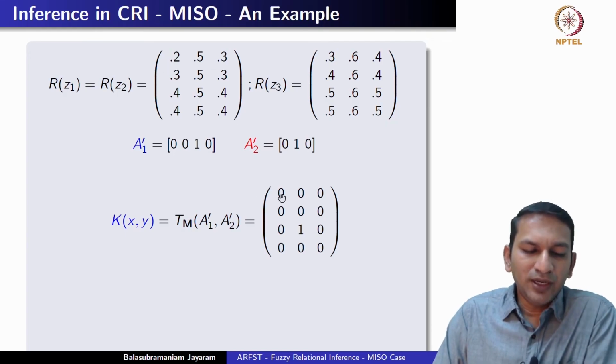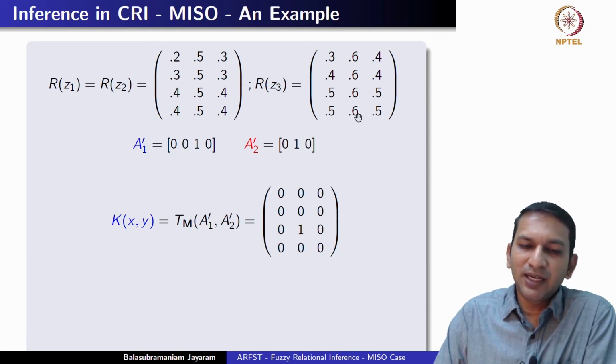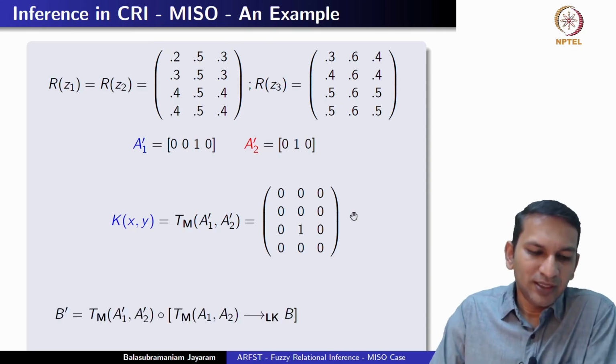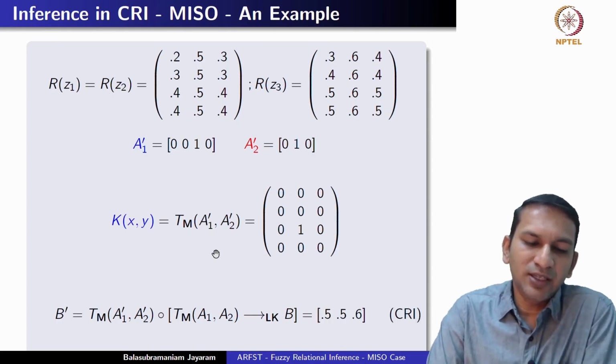So if you do that, 0 with 0.2 is 0, 0 with 0.3 is 0, everything will be 0 except where this is 1, which is 0.5. And similarly, everywhere else here it will be 0 except at 0.6. Thus, when you compose this obtained combined input with the original relation R, this is what you would get as the output.